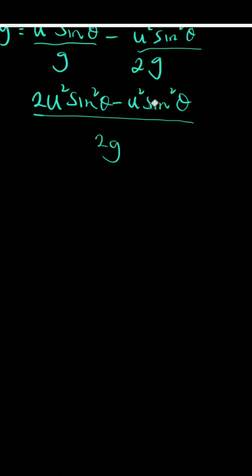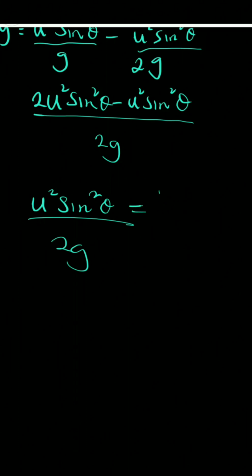So now upon simplifying this, we have that they are like terms, so 2 subtract 1, I'm just going to get u squared sine squared theta, then you divide by 2g. So this is what will give us the maximum height.